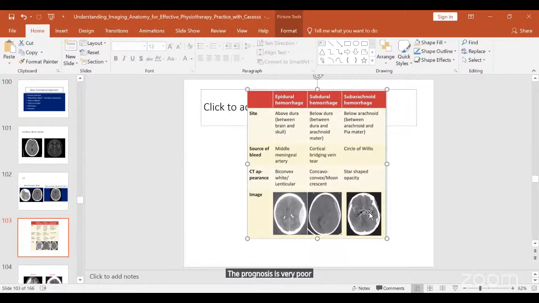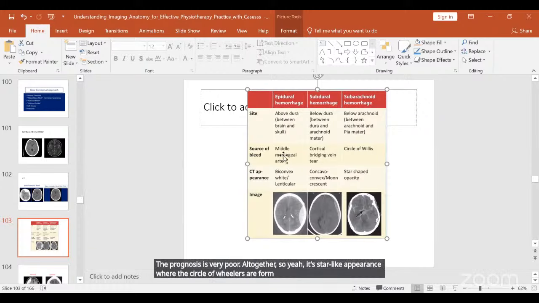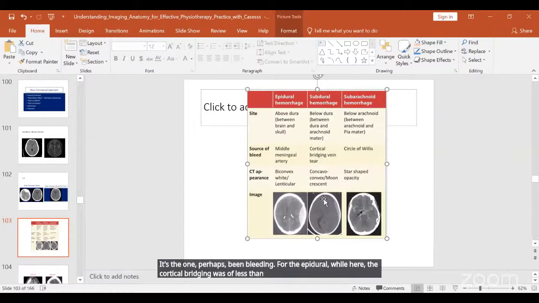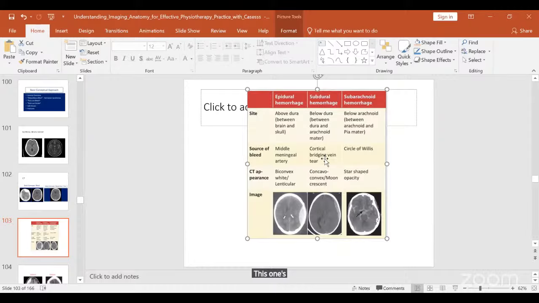Are we together? So it's a star-like appearance where the circle of Willis is formed. Of course, here the middle meningeal artery is outlined. It's the one perhaps bleeding for the epidural, while here the cortical bridging veins are of less clinical significance. This one is usually recurring without much issue.